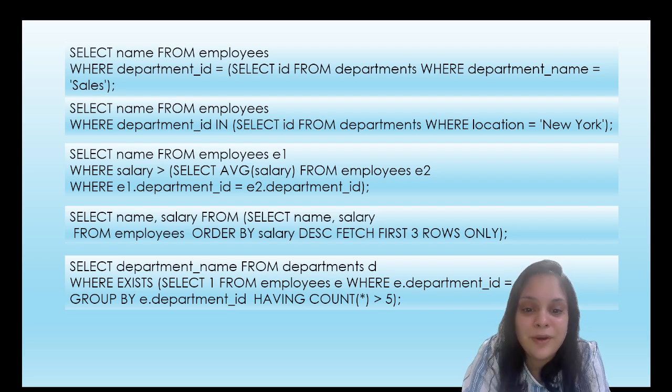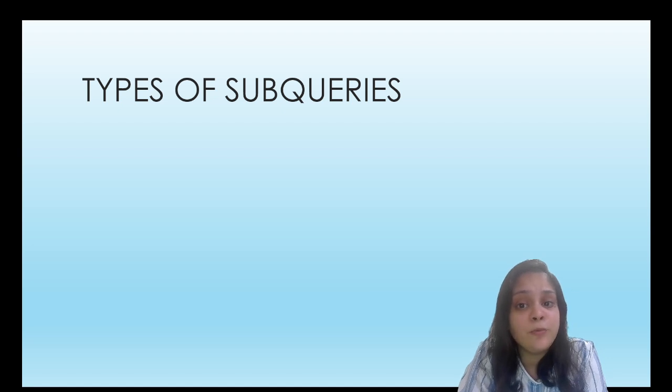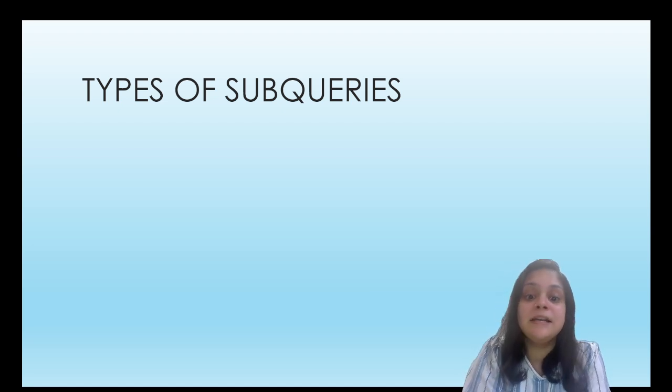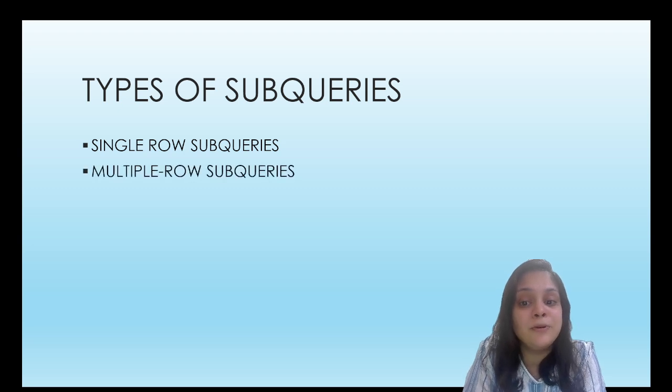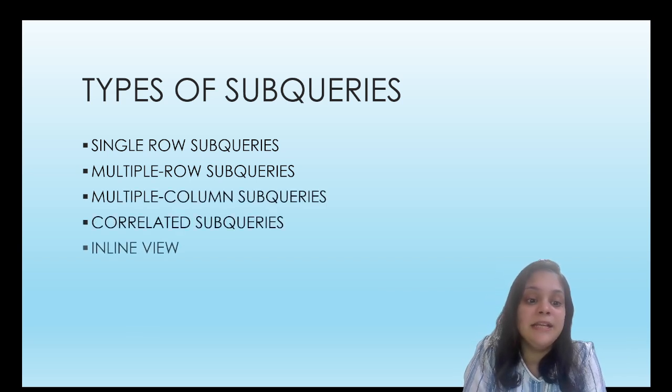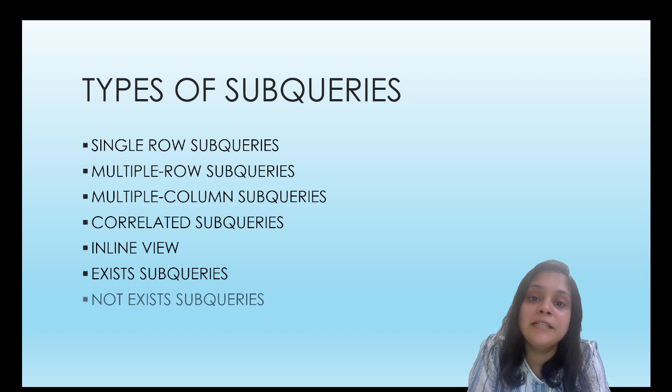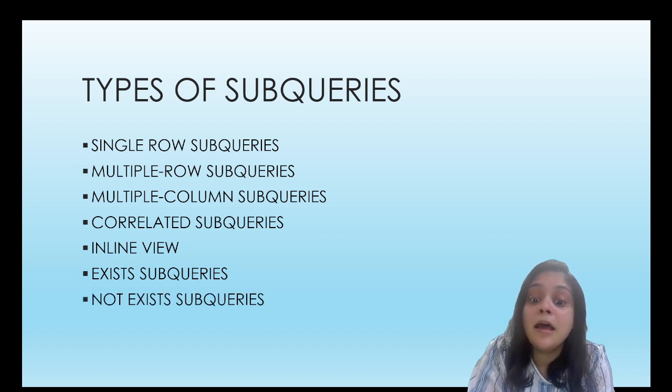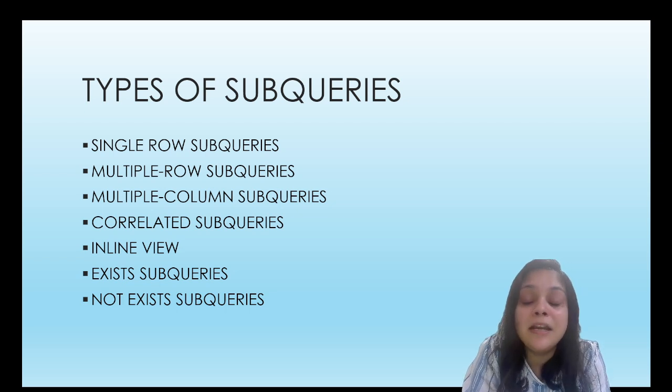There are several types of subqueries you might encounter. These are single row subqueries, multiple row subqueries, multiple column subqueries, correlated subqueries, inline view, exists subqueries and not exists subqueries. Now let's jump into some practical demos. I'll walk you through each type of subquery with real world examples so you can see how powerful and versatile they can be. Don't forget to have your SQL editor open and follow along.